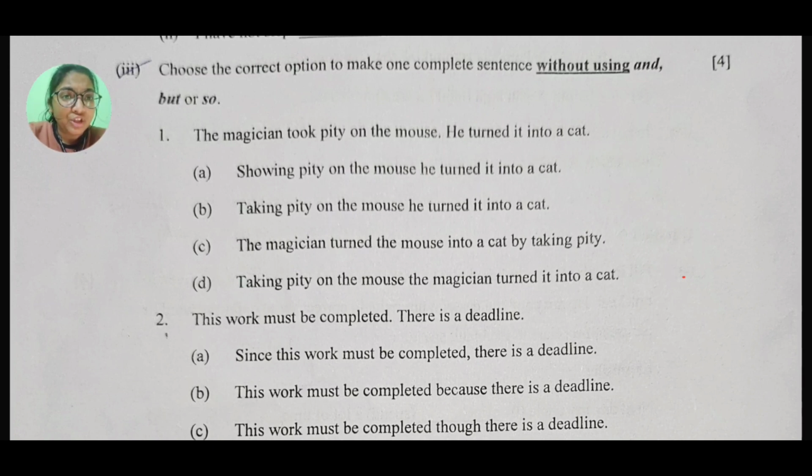Option A, showing pity on the mouse, he turned it into a cat. Option B, taking pity on the mouse, he turned it into a cat. Option C, the magician turned the mouse into a cat by taking pity. And option D, taking pity on the mouse, the magician turned it into a cat. The correct option over here is option D. Taking pity on the mouse, the magician turned it into a cat.